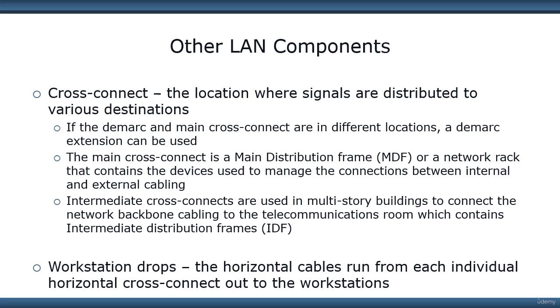All right. The workstation drop is the cable that runs from the individual horizontal cross connects, aka IDFs, or intermediate cross connects, I should say, and it runs out to each of the individual workstations. So we have an internet connection coming in. It terminates at the demarcation point. The demarcation point is connected to a main switch. That switch could be connected directly to other computers, or that switch could be connected with backbone cabling to other switches, which are then connected to the individual computers.